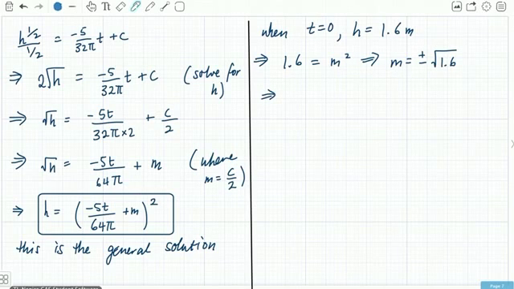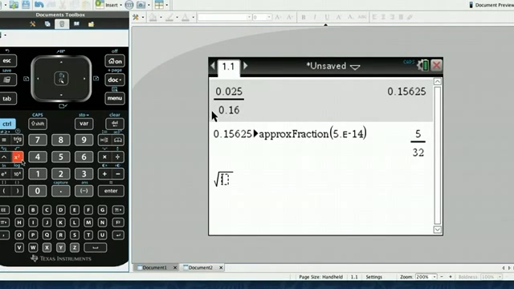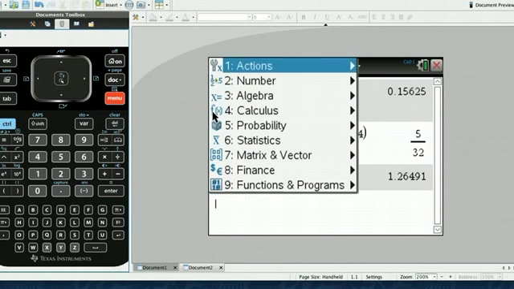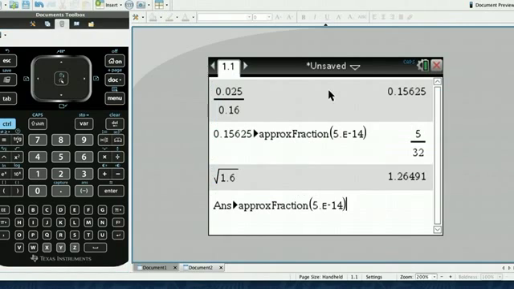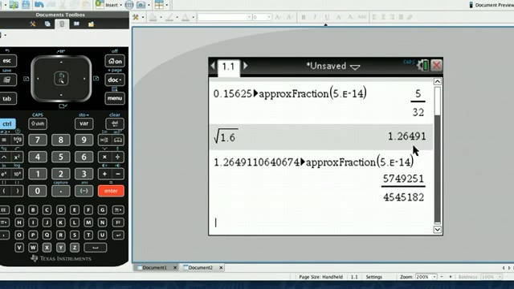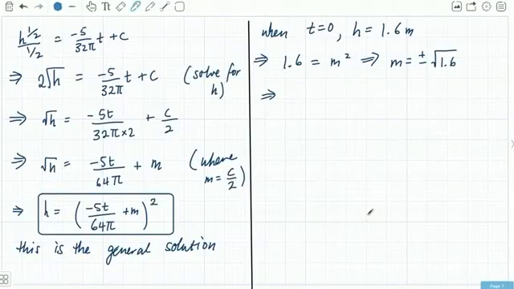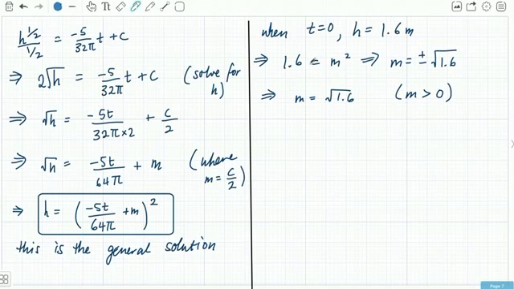All right. And here, what we'll do is now solve the square root of 1.6. That's about 1.26, and we'll see if we can get a fraction answer for that. Nah, it's quite ugly, so I might keep it actually as the square root of 1.6. I'm going to go with the positive case. So I'm just going to state that the m that I'm using here is positive, so I'm only considering one case.